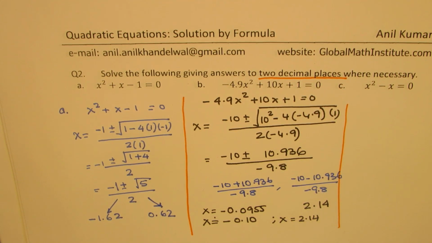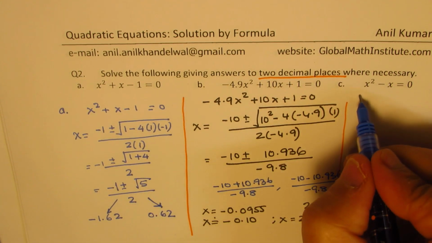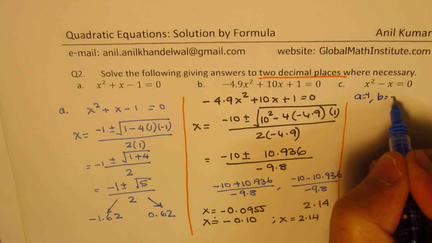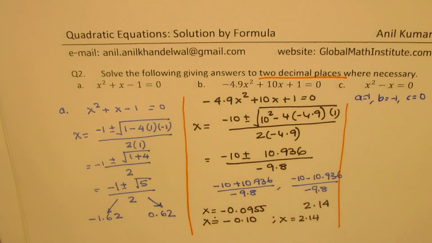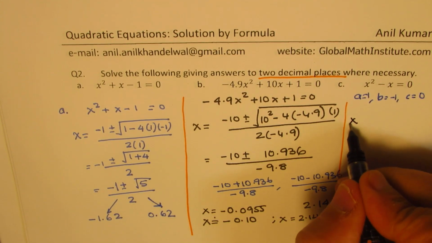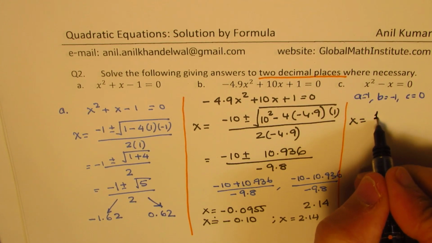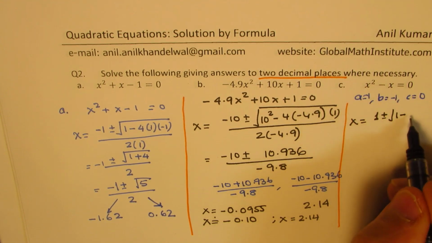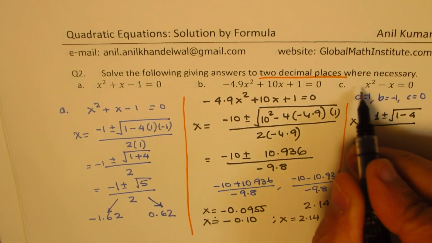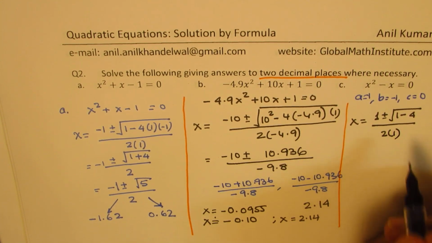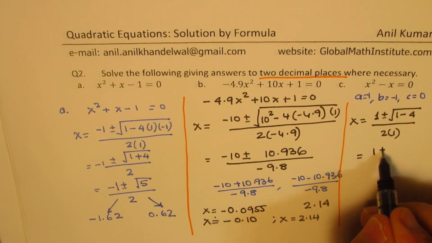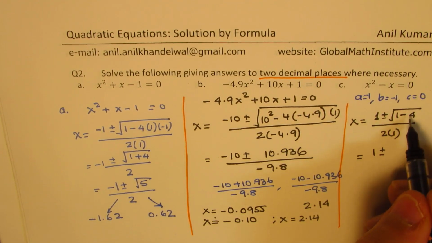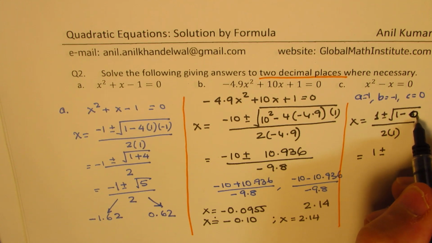The next equation here is x squared minus x equals 0. Now, in this, we know a is 1, b is minus 1, and c is 0, right? So we can find x as minus of minus 1 is plus 1, plus minus square root of b squared, which is 1, minus 4ac, so it is 4, divided by 2 times a, so 2 times 1. So what we have here is 1 plus minus, c is 0, right? So this should have been 0, correct? I'm sorry, this is 0.